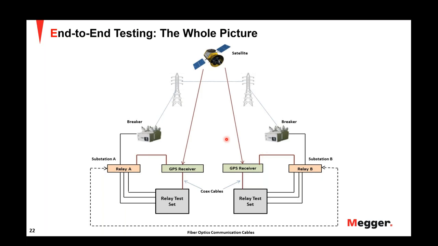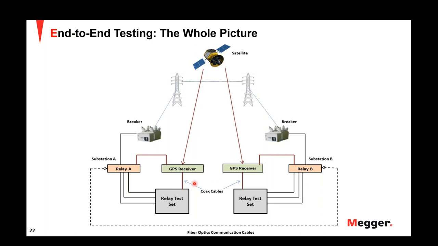So here is a pictorial representation of what end-to-end testing looks like. We have the transmission line shown here, with circuit breakers connected on each end of the line. In their respective substations, we have the relays that are connected to trip these circuit breakers. One thing to note here is that these relays are connected with each other using a communication channel, the fiber optic cable in this example. For end-to-end testing, we have the test equipment connected to each relay in their respective substations.